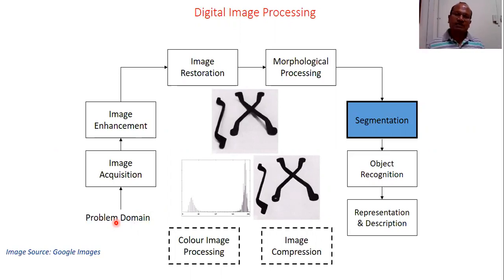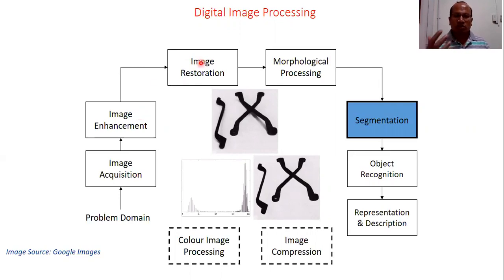It may be a remotely sensed image. It may be any object. It may be any other image. So that's the problem domain. Then you acquire the image through an image acquisition system. It goes to enhancement. In the previous lecture, we discussed that image enhancement is used to improve the quality of the image, to remove the noise if any noise is there, and to pre-process the image so that the image becomes more suitable for a specific application.